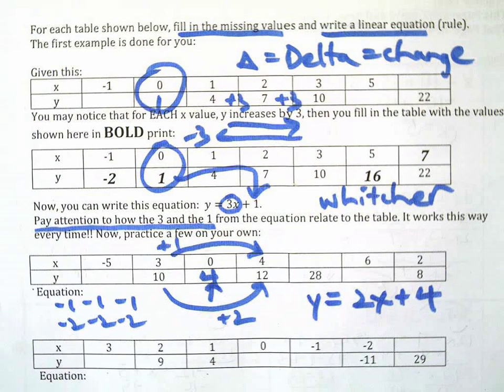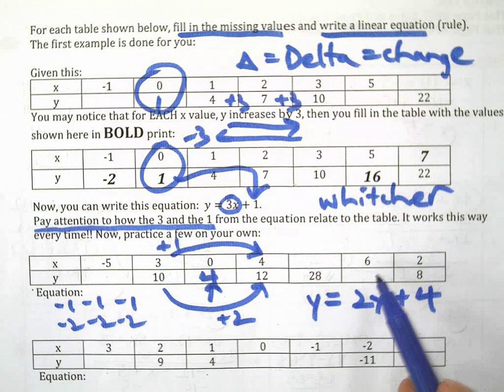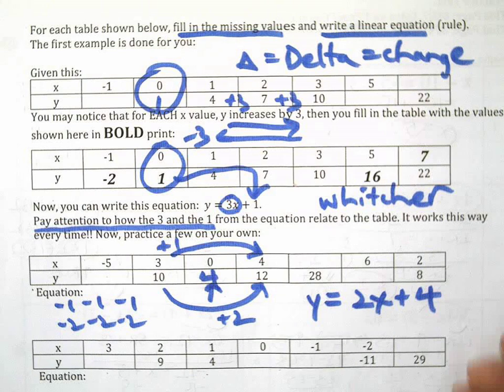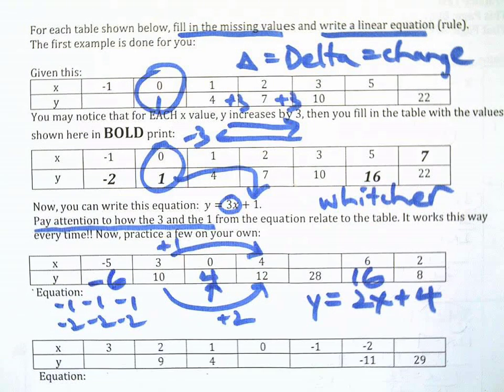Now, as far as filling in the table goes, it's so easy because all you do is take the thing on top times 2 plus 4. Okay? 6 times 2, what is it? 12. Plus 4? Right, 16. Negative 5 times 2. Negative 10. Plus 4. Negative 6. Plus 4, not plus negative 4.